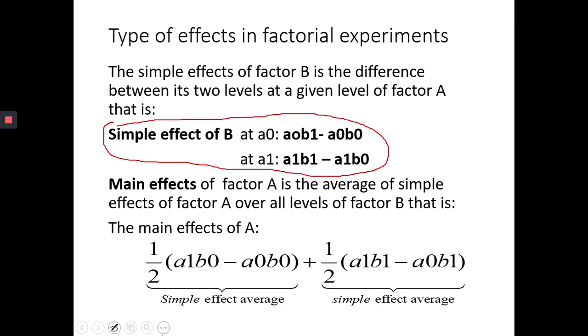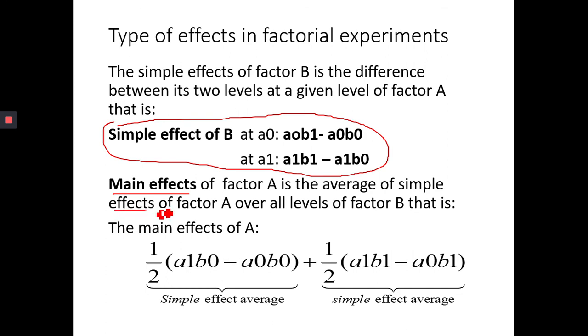The difference between the simple effect of a factor at a certain level of another factor and then the main effects of factor A. It is simply the average of simple effects of factor A over all levels of factor B. The average of two things. We add, we get the sum of those two things and we divide by 2. So we are saying the main effects of factor A, it is the average of simple effects of factor A over all levels of factor B.